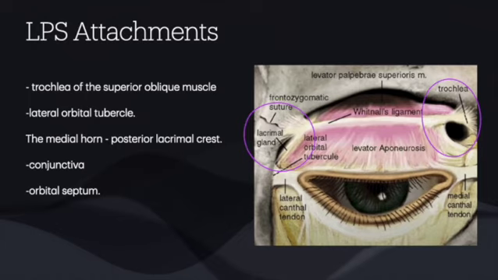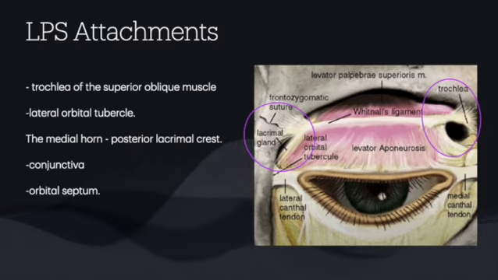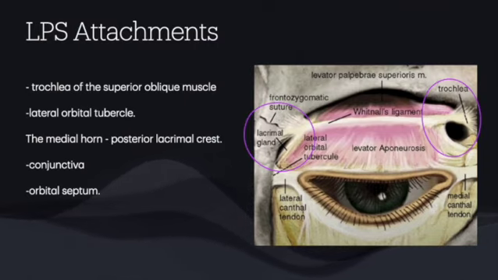LPS aponeurosis also inserts into the trochlea of the superior oblique muscle, thereby bridging the superior orbital foramen. The lateral horn of the aponeurosis divides the lacrimal gland into orbital and palpebral lobes, and it inserts at the lateral orbital tubercle. The medial horn will insert at the posterior lacrimal crest. These aponeurotic attachments also exist with the conjunctiva of the upper fornix and the orbital septum.